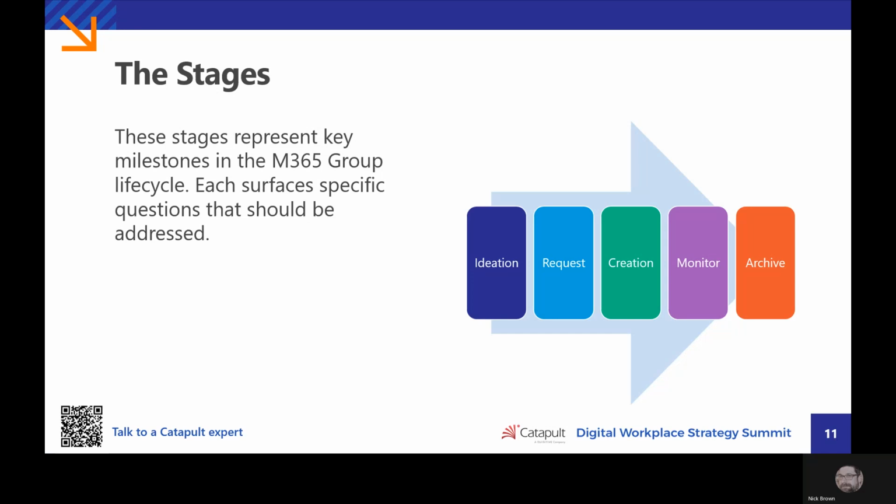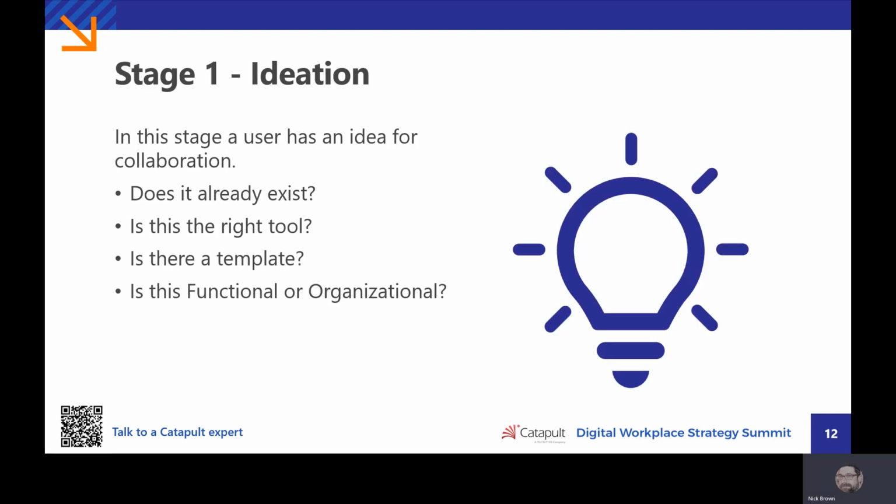5 stages of a group. These stages represent key milestones in the M365 group lifecycle. Each surfaces specific questions that should be addressed. Each of these stages can be a manual process, automated, or a combination of the two. Stage 1, ideation. In this stage, a user has an idea for collaboration. That could include a team, a site, or a group. Questions they need to understand are, does this already exist? Is this the right tool? Is there a template? Is this functional or organizational?